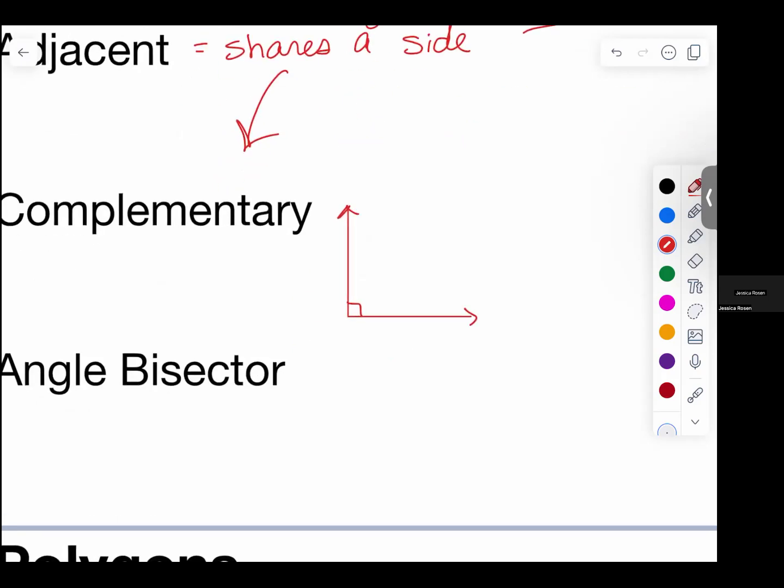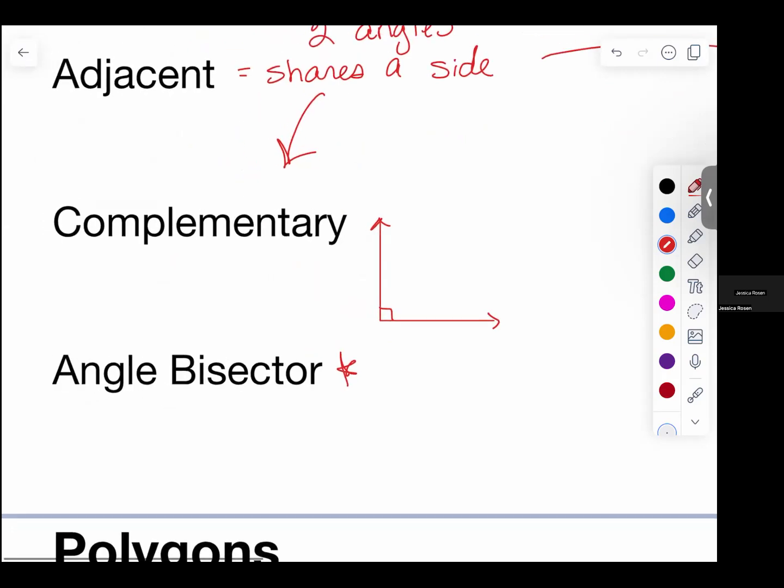But then we're going to add in an angle bisector. So the angle bisector is going to be this glue right here. It's going to cut that angle into two separate pieces. They do not have to be even, right? Just the angle bisector is going to cut it into two separate angles. And then we're going to be able to solve for those angles at some point.